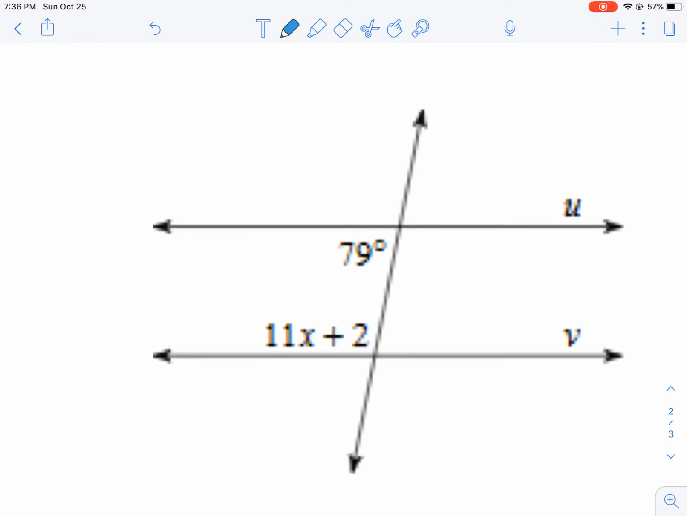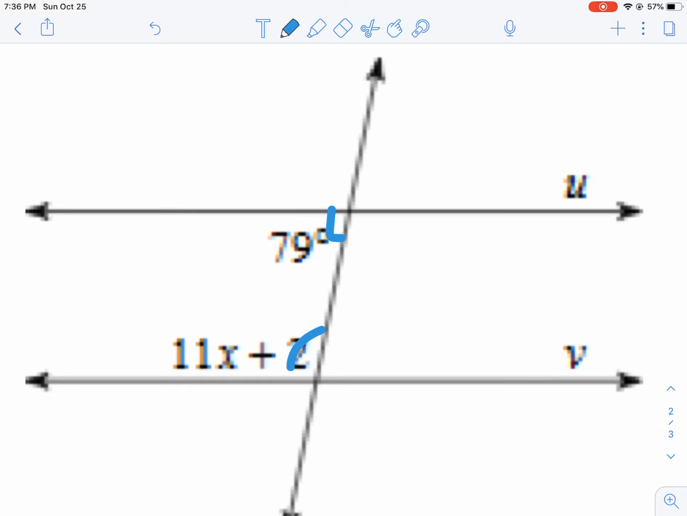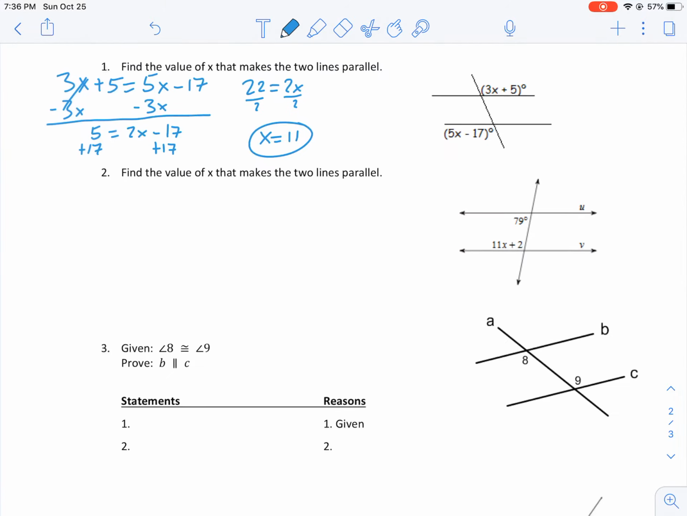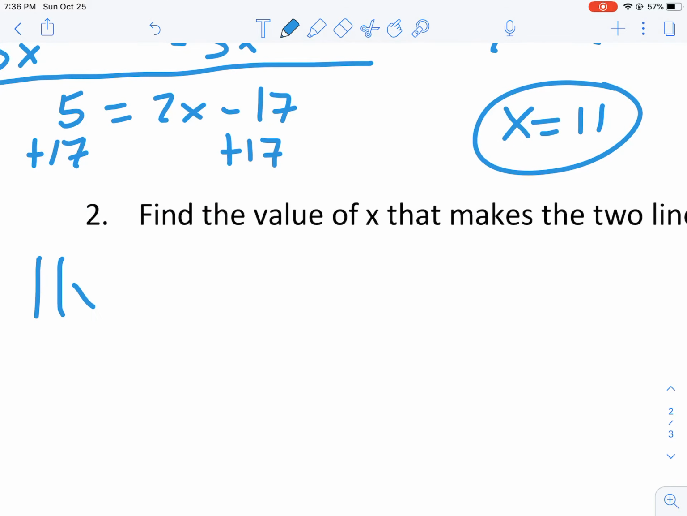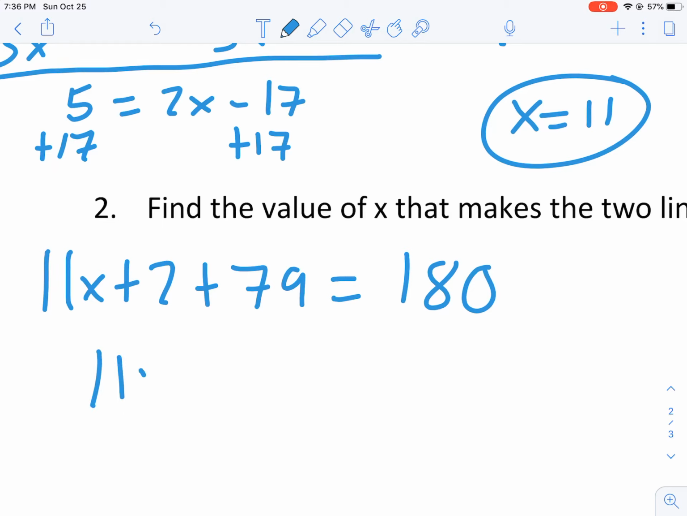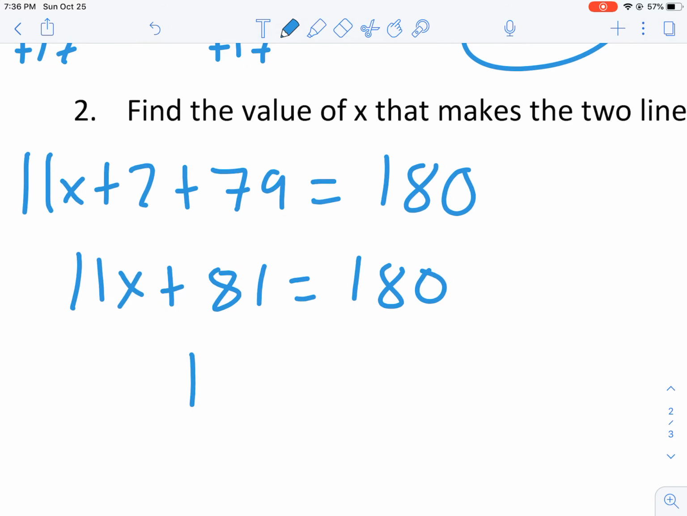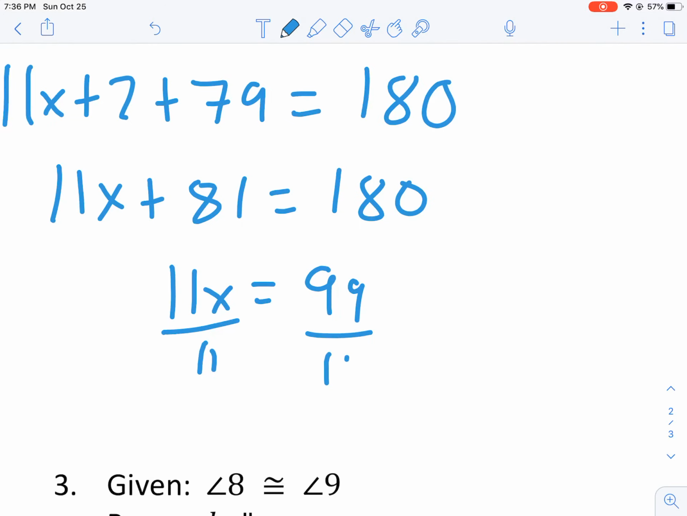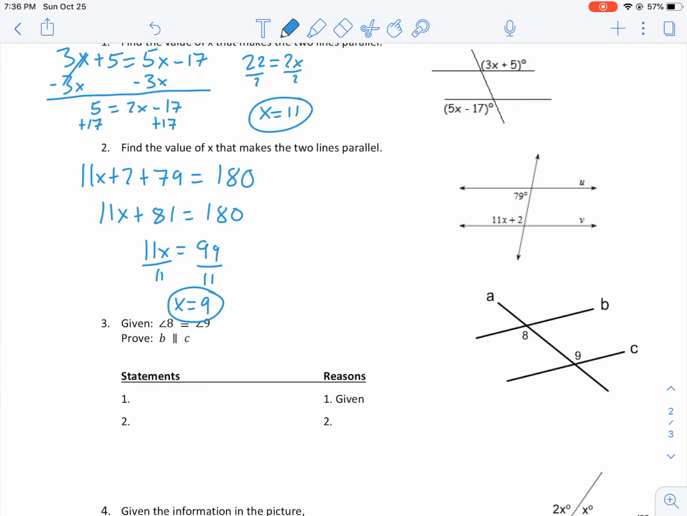Next problem, kind of the same thing, except this time we're looking at same side interior angles. Now remember, these aren't going to be congruent. These angles are going to be supplementary, so we don't want to set them equal to each other. What we want to do is add them together and set it equal to 180. If we add the constants together, we get 2 plus 79, that's 81. Then we subtract that from both sides. We get 11x equals 99, divide by 11, and we get x equals 9. So in order for those lines to be parallel, we would need x to be equal to 9.